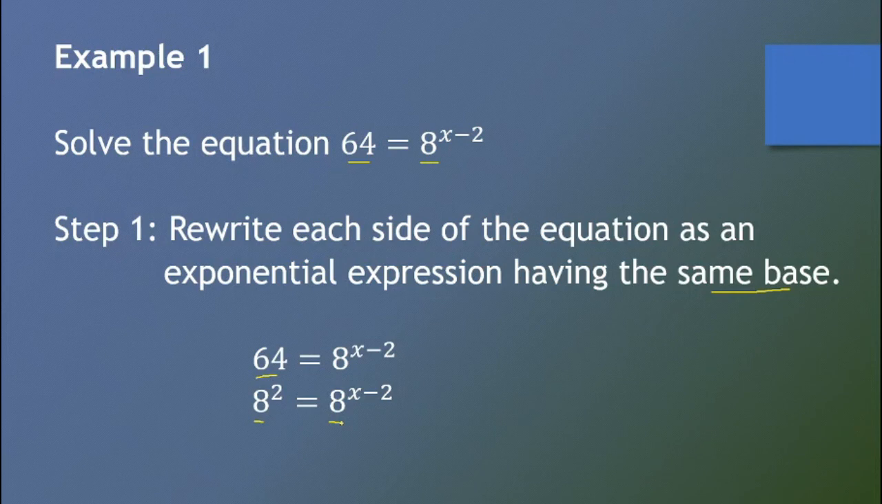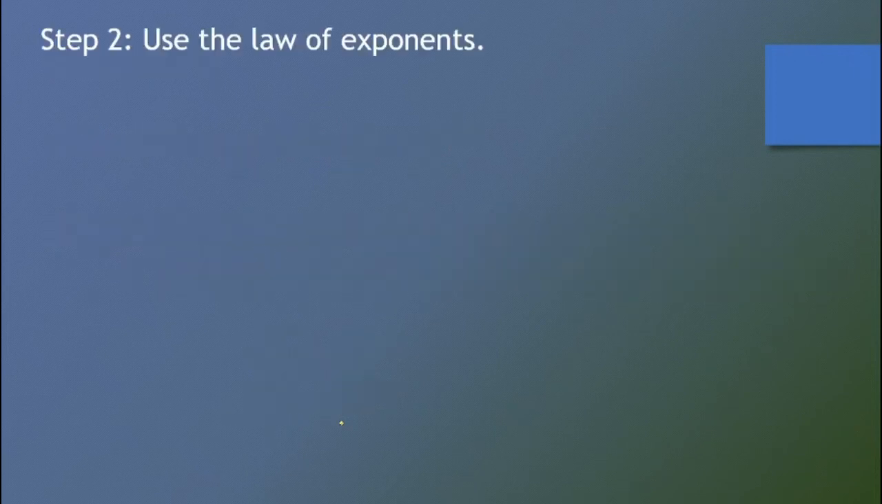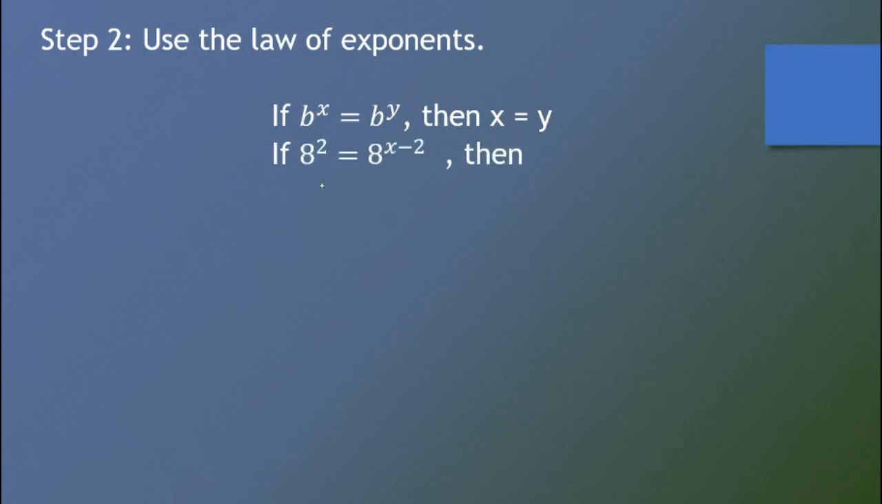Next na kailangan natin gawin, dahil equal na yung bases natin, we need to use the law of exponents. So, sabi kanina, if b raised to x is equal to b raised to y, then x is equal to y. So, if 8 squared is equal to 8 raised to x minus 2, then we have 2 is equal to x minus 2. So, kapag nag-equal na yung ating bases, disregard na natin sila. Ang kailangan na lang natin kunin ay ang exponent. So, we have 2 equals x minus 2.